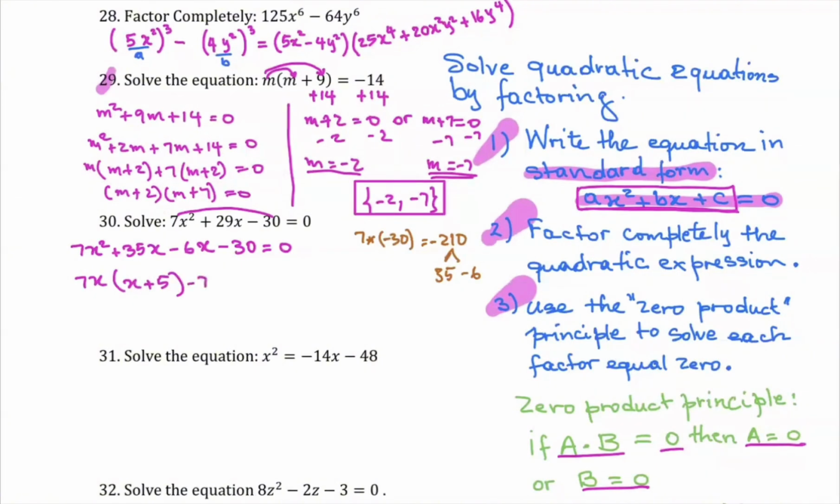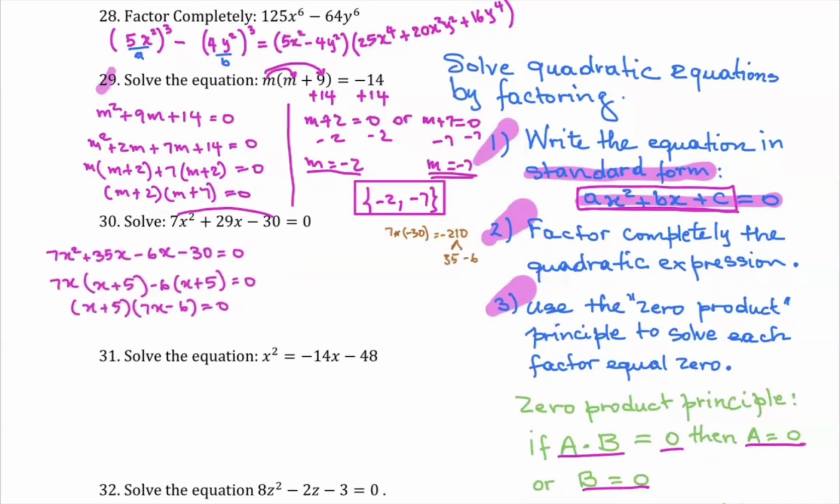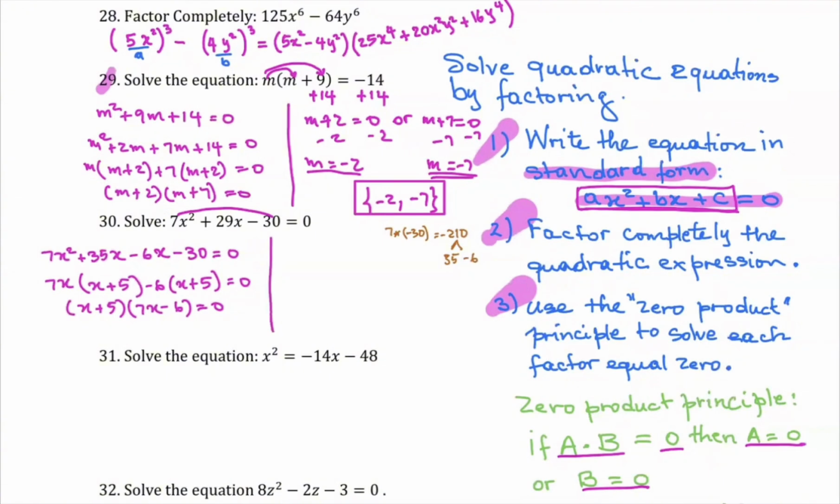The second group, negative 6, x plus 5 equals 0. X plus 5 times 7x minus 6 equals 0. So we have two factors that we can solve each separately equals 0 using the zero product principle. So that is x plus 5 equals 0, or 7x minus 6 equals 0.